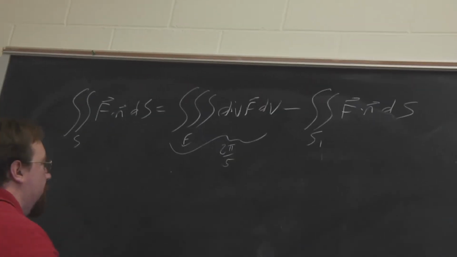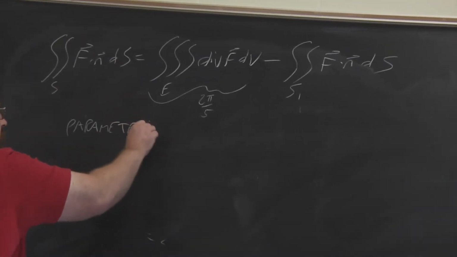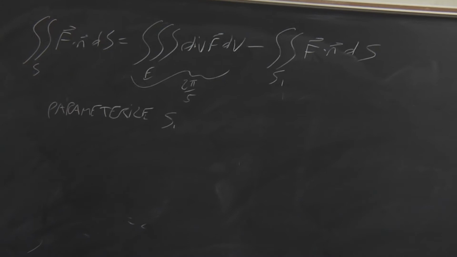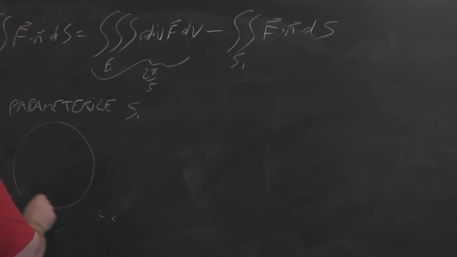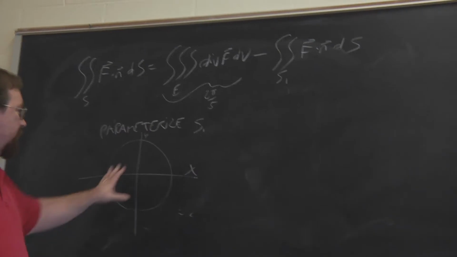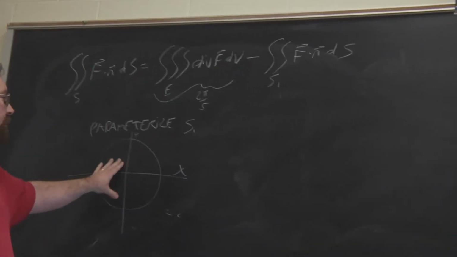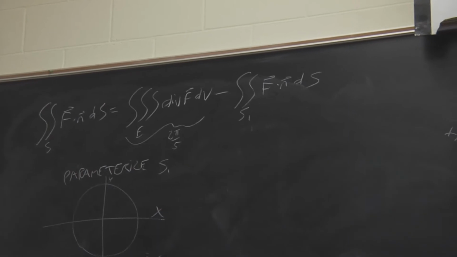So what you need to do is parameterize S1, the base of the half ball. Now, it might seem simple enough because it's just the unit disk. If we're looking at this from below, this is what we're seeing. The negative z-axis is coming out of the board, and positive z is pointing into the board. But the normal must be pointing this way.